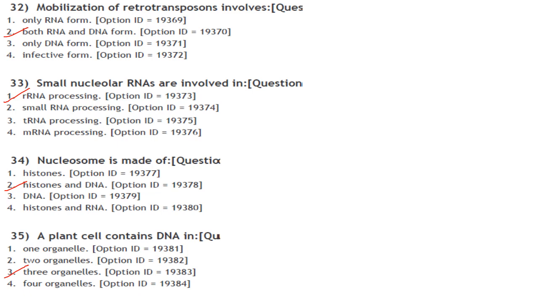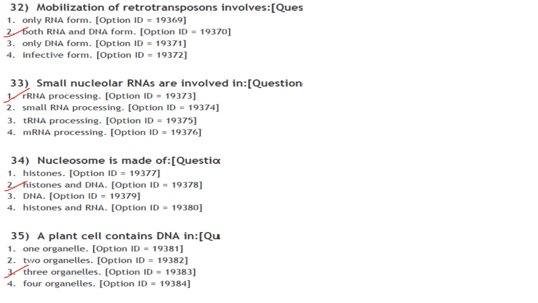So small nucleolar RNAs are non-protein coding RNAs and their main function is to guide site-specific rRNA modifications. So they are involved in rRNA processing. Answer is option 1. Nucleosome is made of. So nucleosome is the basic structural unit of chromatin and it is made up of a coil of DNA wound around a histone core. So it is made of histones and DNA.